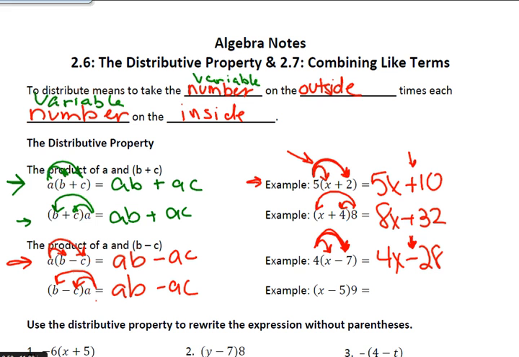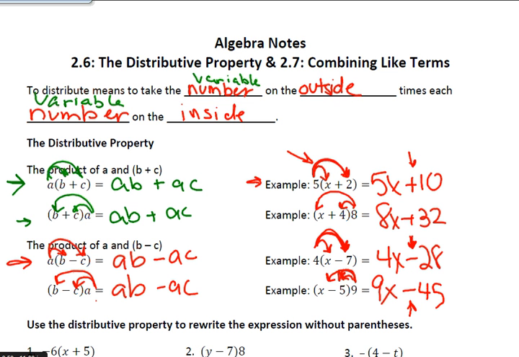Okay. In our next example, 9's on the back side, but it doesn't matter. We do the same thing. 9 times x is 9x, and 9 times negative 5 is negative 45. So remember, we keep the sign with the number. So since 9 times negative 5 was negative 45, my sign in the middle is going to be negative also.